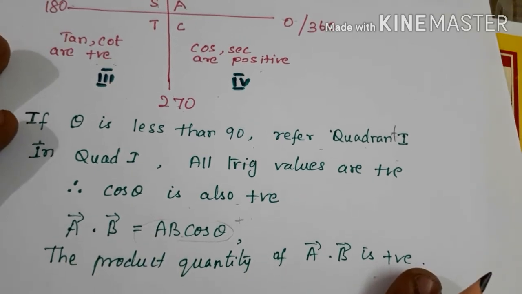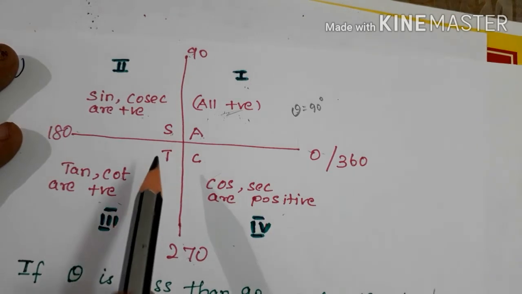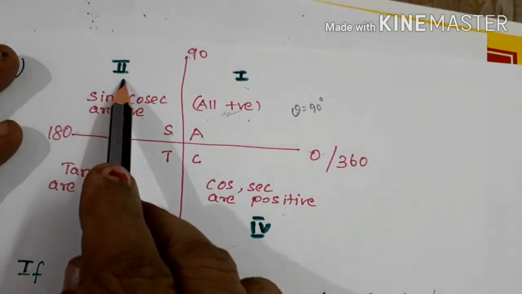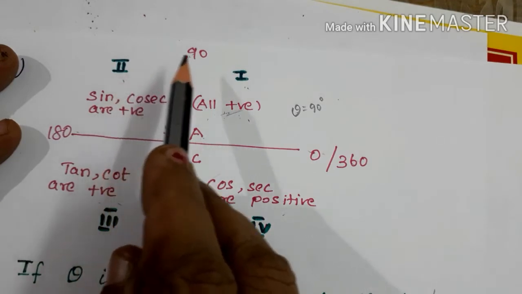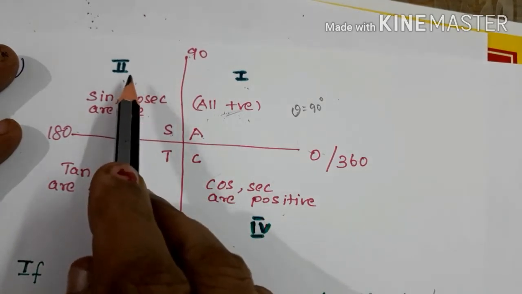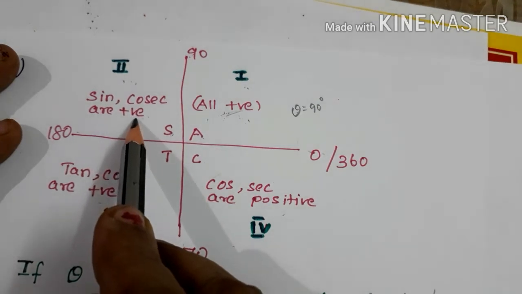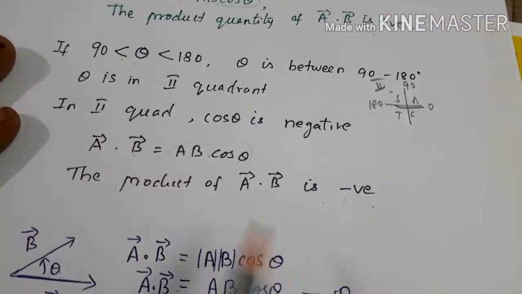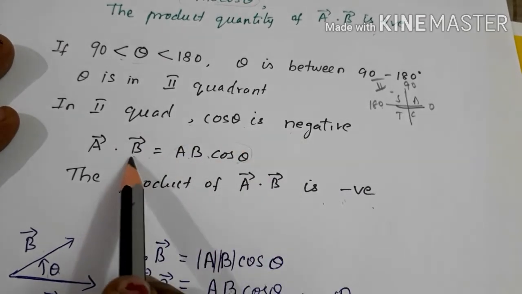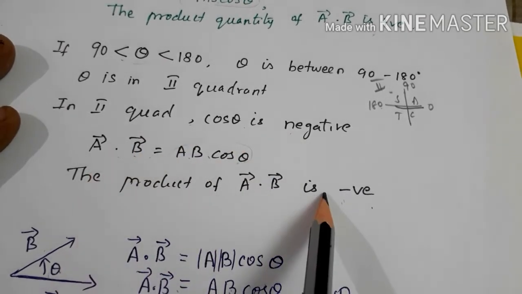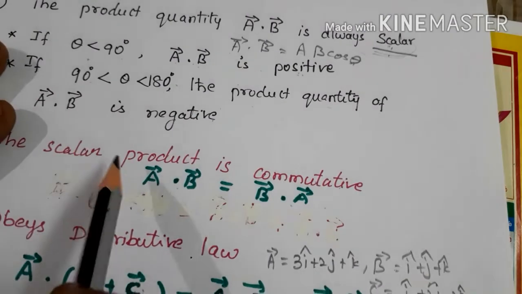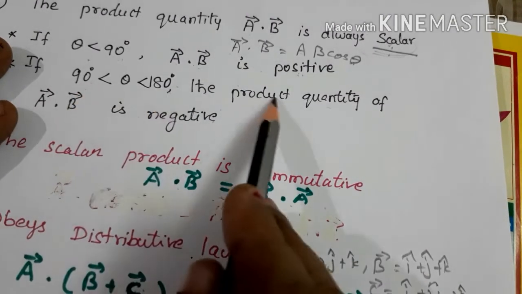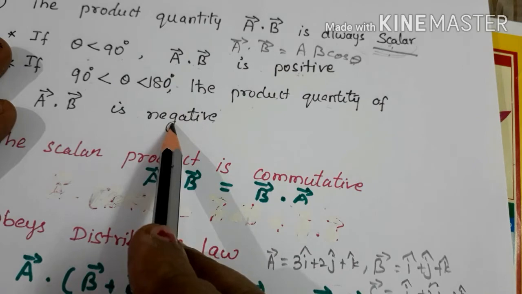So what about when theta value is between 90 and 180 degree? It will be in the second quadrant, right? You can see that in the second quadrant cos value is negative. Only sine and cosecant are positive. Cos is negative in the second quadrant, right? So A vector dot B vector, the dot product of these two, will be negative. Got it, children? So that is why we say that when theta is between 90 and 180 degree, the product A vector dot B vector is negative.